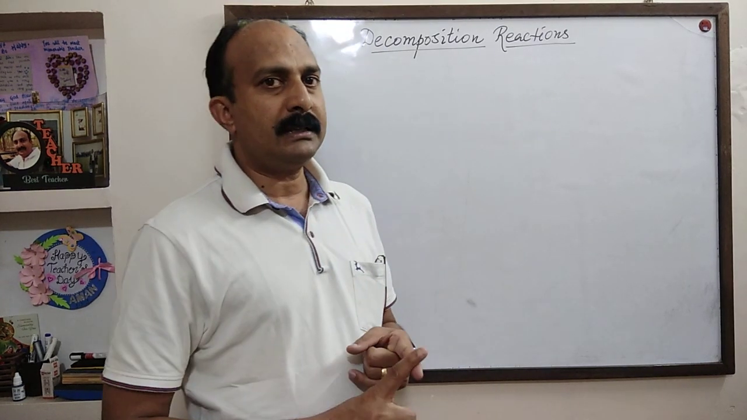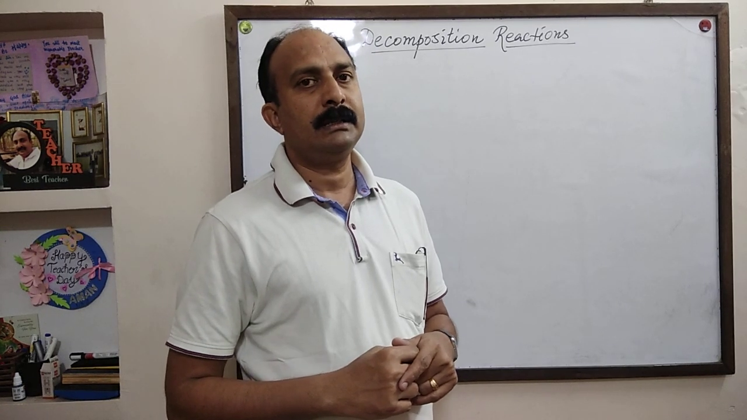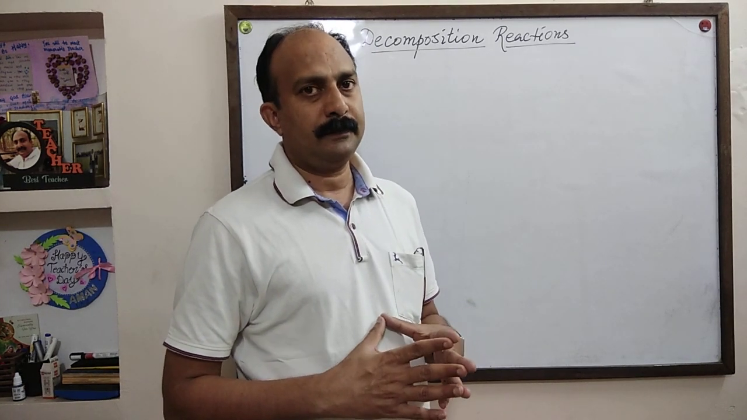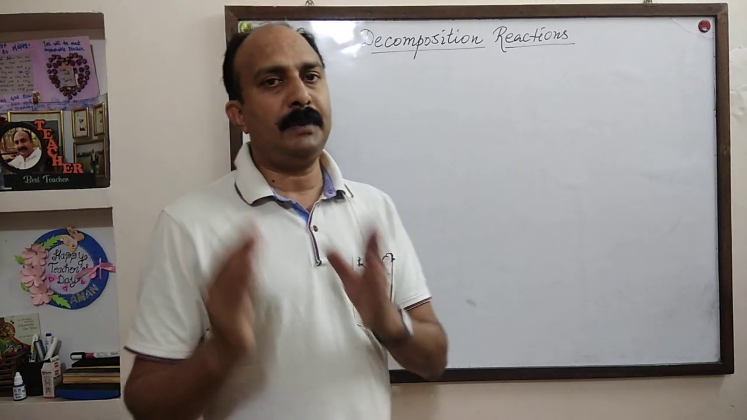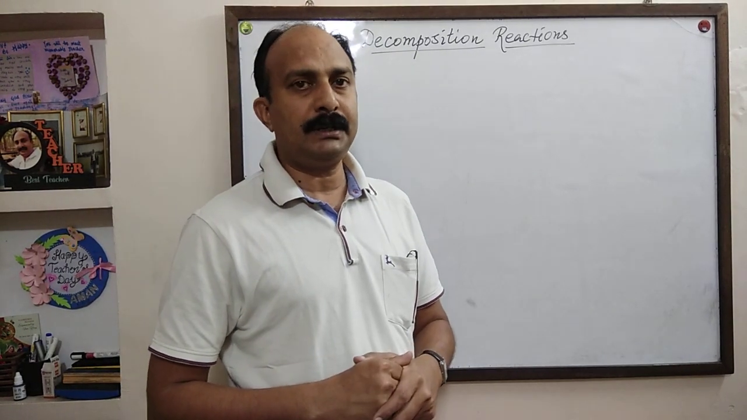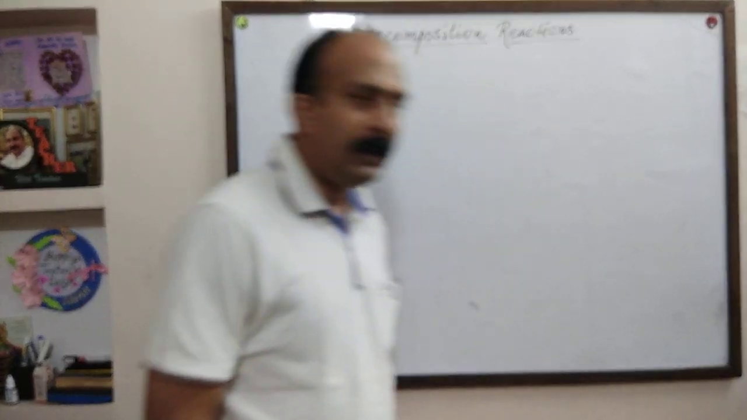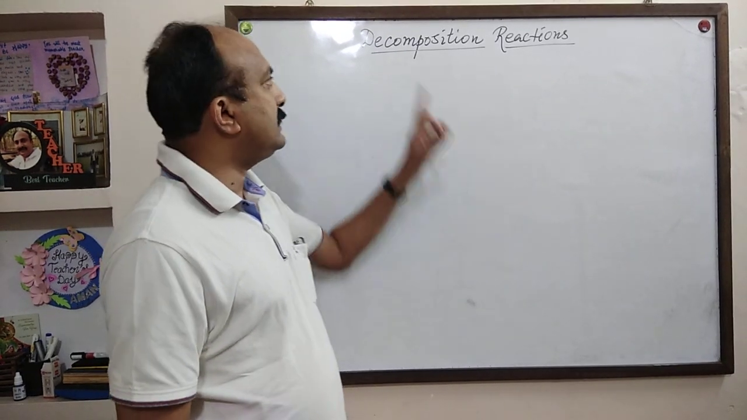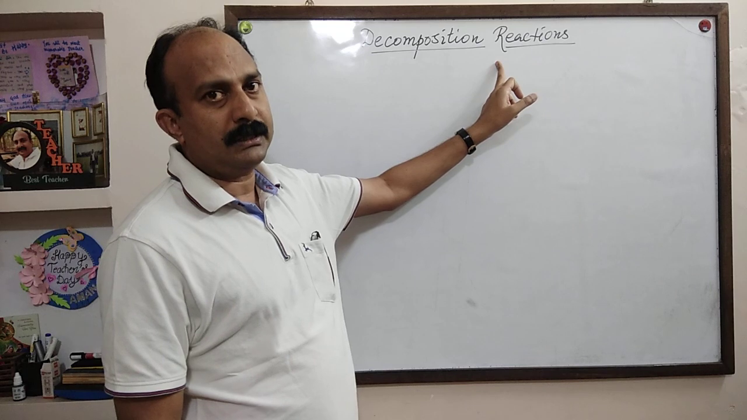And in my previous class, I have taught you the first type of chemical reaction, that is combination reaction. When two or more substances combine together to form a single substance, it is called combination reaction. We have discussed several examples also. Today, we are going to study the second type of chemical reaction, that is decomposition reaction.